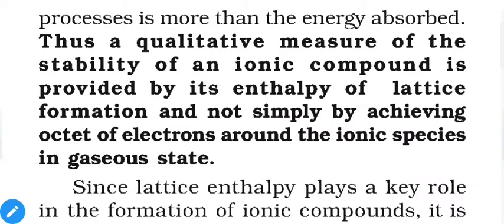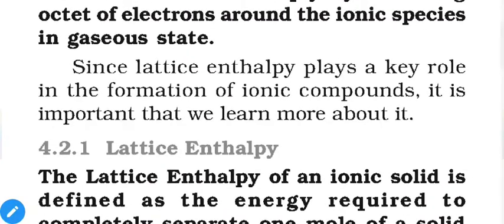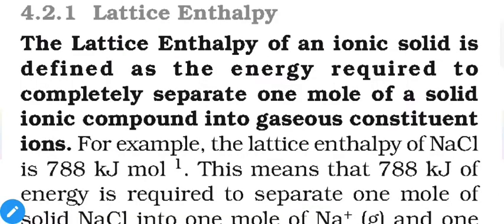Thus, a quantitative measure of the stability of an ionic compound is provided by its enthalpy of lattice formation and not simply by achieving an octet of electrons around the ionic species in the gaseous state. So the octet rule has some effect on this, but it is not quite significant in this type of formation. Since the lattice enthalpy plays a key role in the formation of ionic compounds, it is important that we learn more about it. So let us talk about lattice enthalpy.